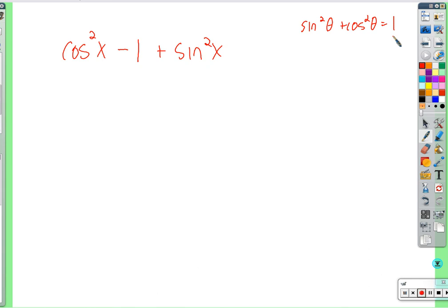Because we can move these together: cosine squared plus sine squared minus 1. And sine squared plus cosine squared is 1, minus 1, which is 0. Is this what we're doing? Yeah, stuff like this.